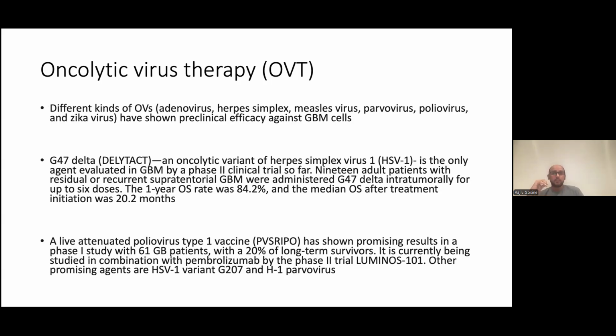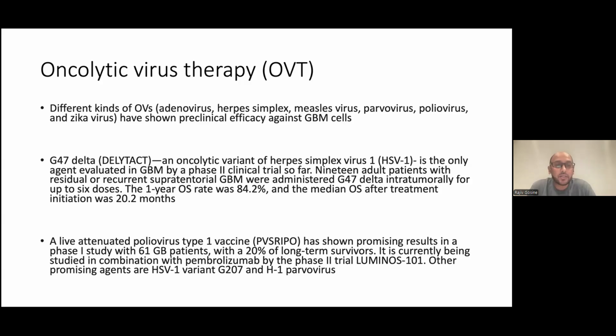G47 delta is an oncolytic variant of herpes simplex 1 and is the only agent evaluated in a GBM phase 2 trial so far. 19 adult patients with residual or recurrent supratentorial GBMs were administered G47 delta intratumorally for up to about 6 doses. The one-year overall survival was 84.2%, and the median overall survival after treatment initiation was 20.2 months, so showing significant promise.